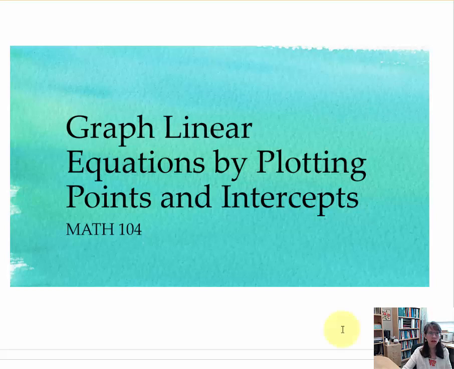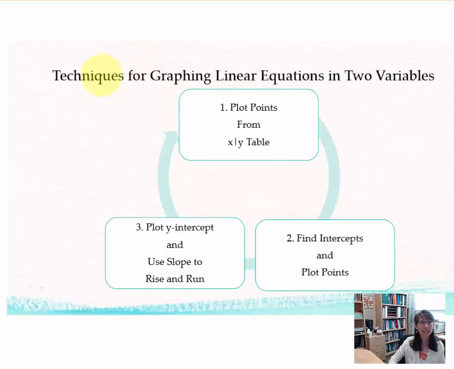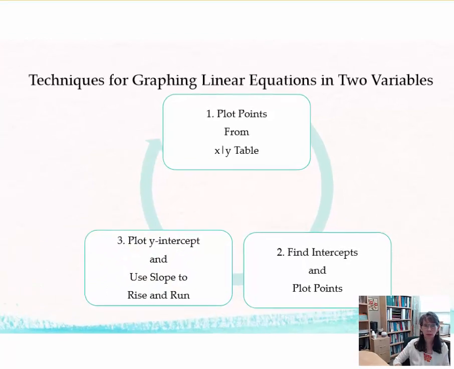In this video, we'll talk about how to graph linear equations by plotting points and intercepts. So the technique for graphing linear equations in two variables would be, step 1, plot the points from an XY table. Step 2, we can find intercepts and plot points. Or 3, plot y-intercept and use slope to rise and run. So we'll talk about that third option in a separate video.